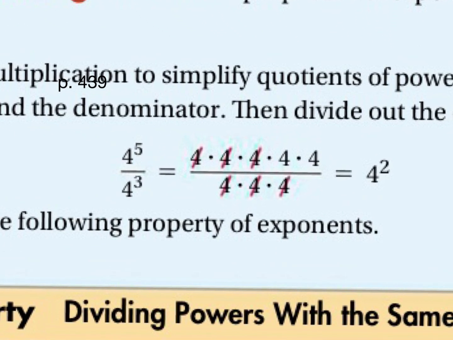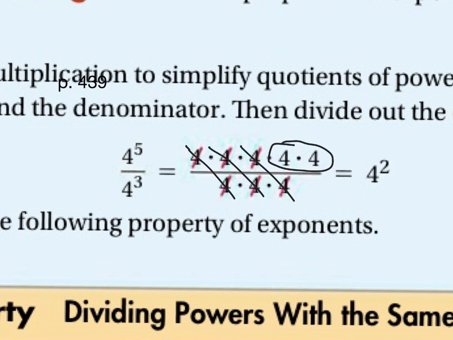If you think about what's happening, then you could say 4 to the 5th is 4 times 4 times 4 times 4 times 4. 4 cubed is 4 times 4 times 4. And then we can reduce the numerator and denominator. We can reduce by factors of 4 3 times. And what we're left with is 2 factors of 4 in the numerator. And 4 times 4 is the same as 4 squared, or 4 to the 2nd power.